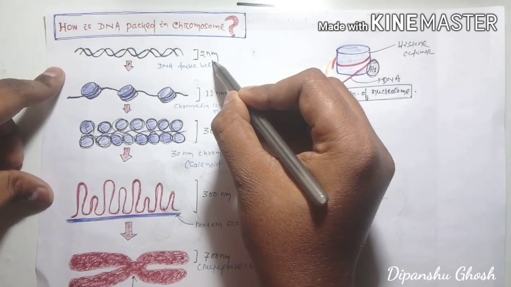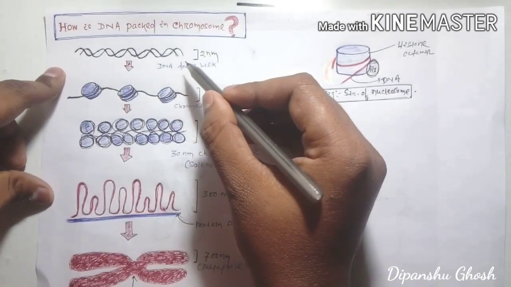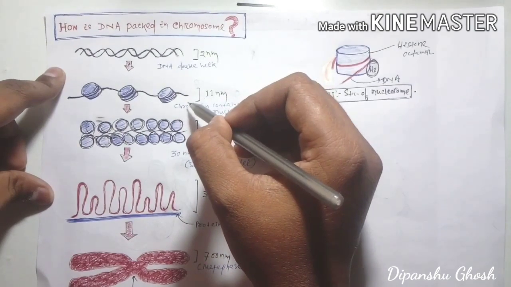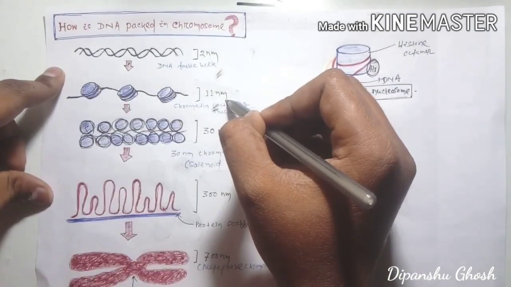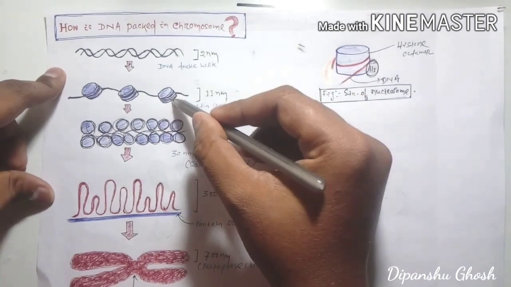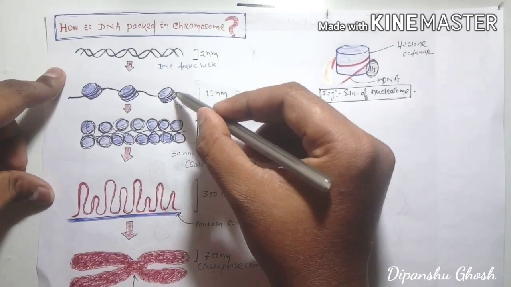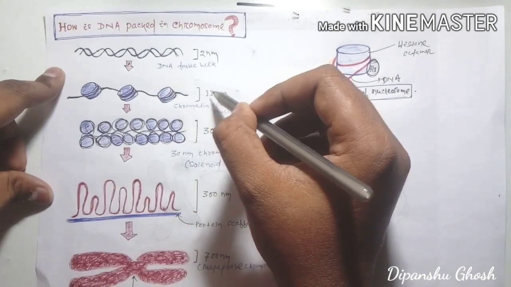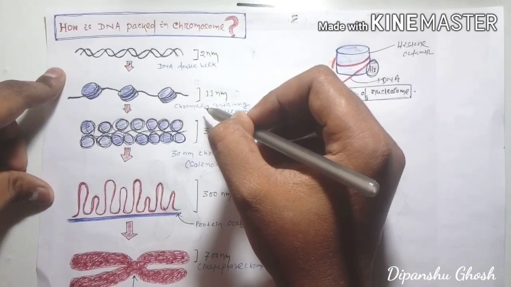Okay, so the DNA double helix now is more condensed, right, with the help of histone proteins. Actually, what happens is the DNA molecules are wound around these histone proteins to form nucleosomes. In this process, chromatin is formed. Chromatin means chromosome plus protein.